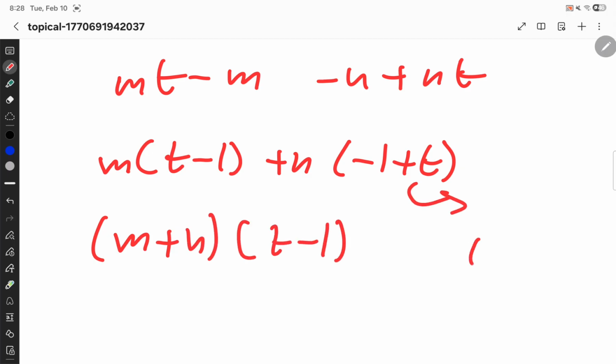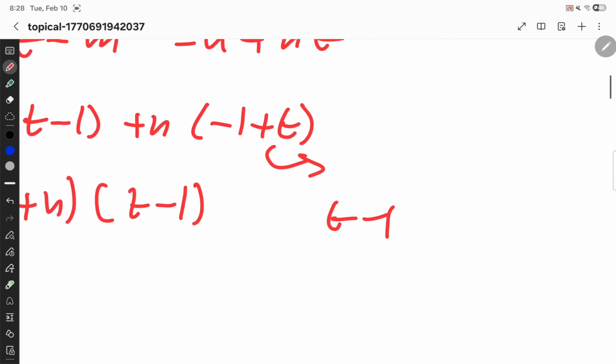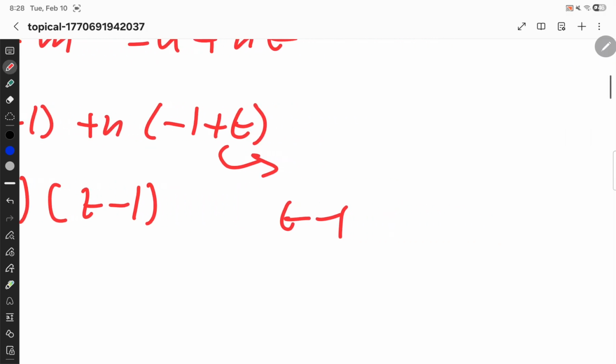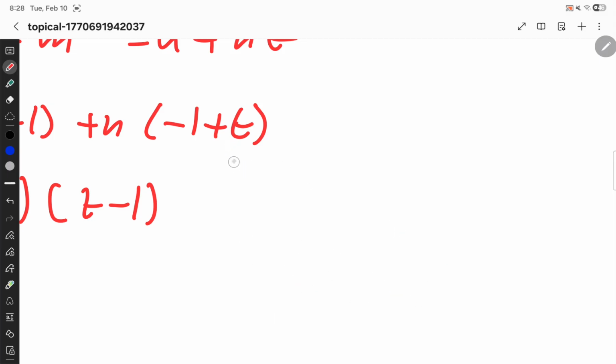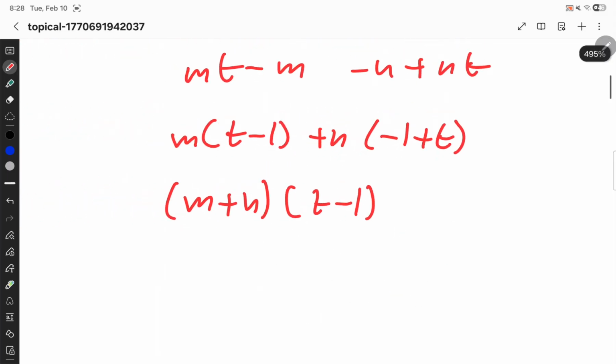Okay, this is the same as t minus 1. We just flip it, we have t plus negative 1, which is t minus 1. So that's the reason behind why this is acceptable.